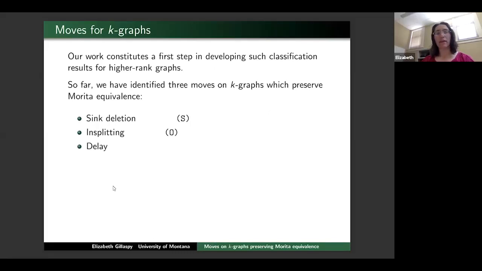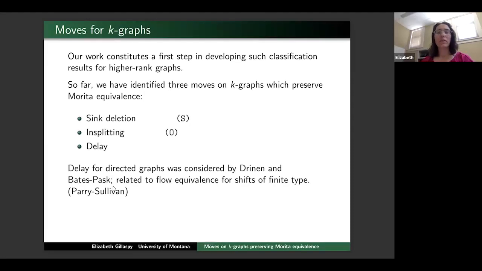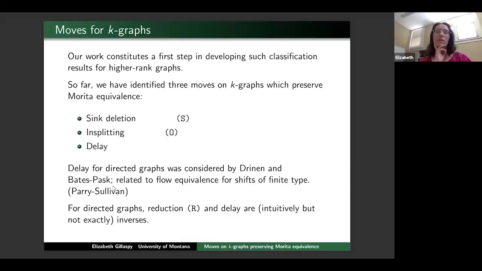And delay. Now that one wasn't on the list. It was, however, one of the moves that was considered in some of the early work by Drinen and Bates and Pask, and it's related to flow equivalence for shifts of finite type. It's sort of an inverse to reduction, and it turned out for us to be more tractable, and I think somehow it feels to me more elegant than reduction in the K-graph case, but I will let you judge that once I get there. Okay.